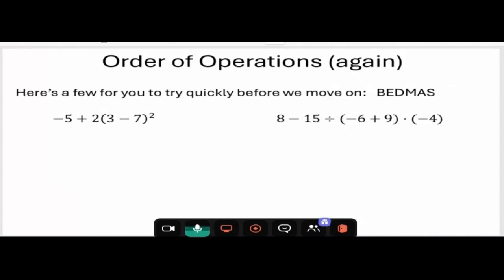Let's try it. Why don't you take a moment and try these ones yourself? They get a little bit more involved.